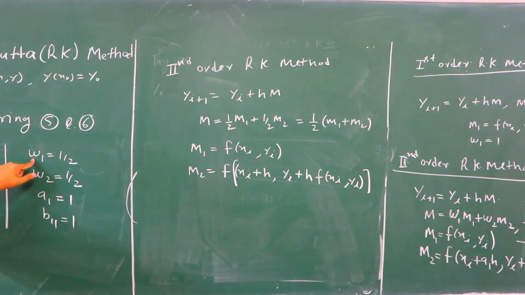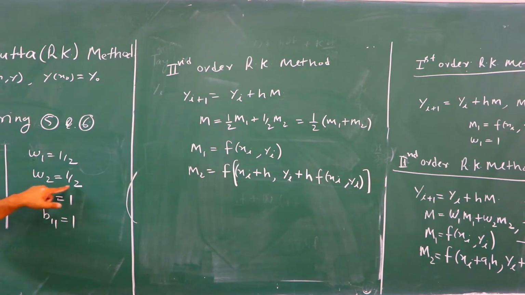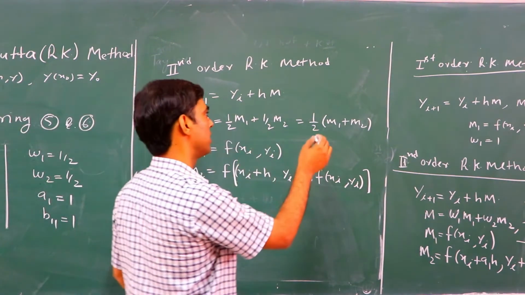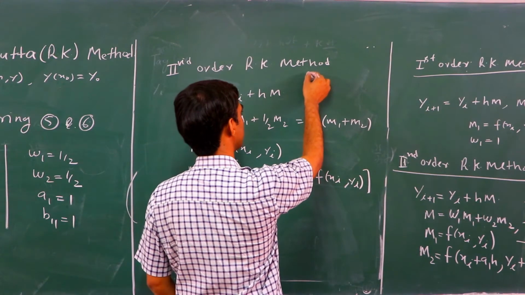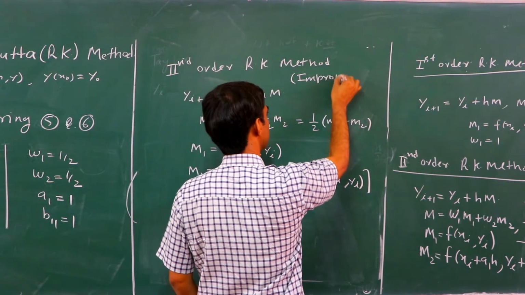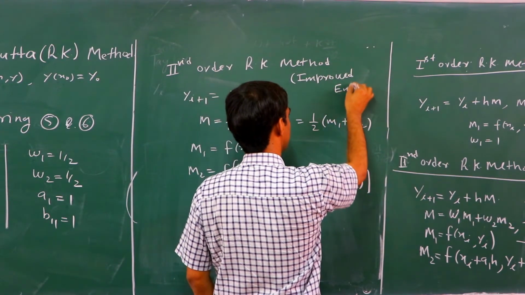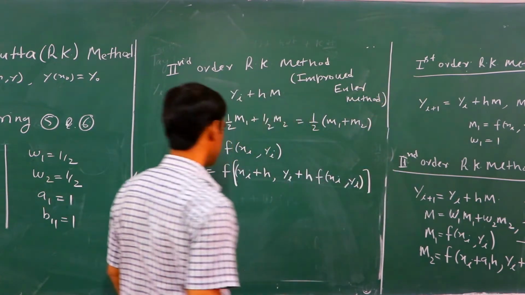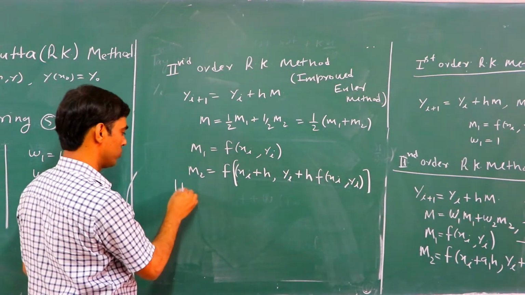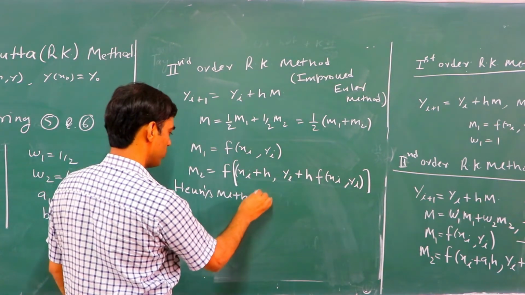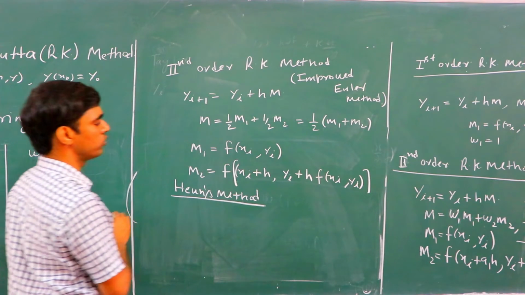If we closely observe m1 and m2 here, this is a second order RK method obtained by choosing W1 equal 1 by 2, then W2 becomes 1 by 2, A1 becomes 1, B11 becomes 1. This looks like the improved Euler method, and this is also known as Heun's method.